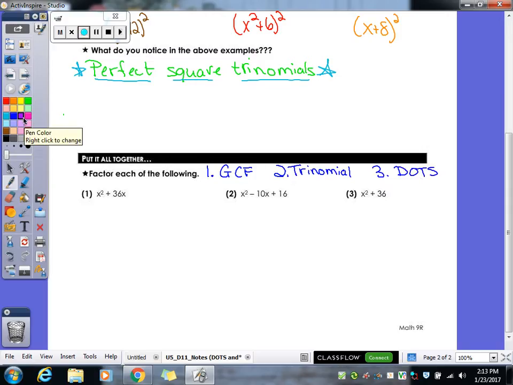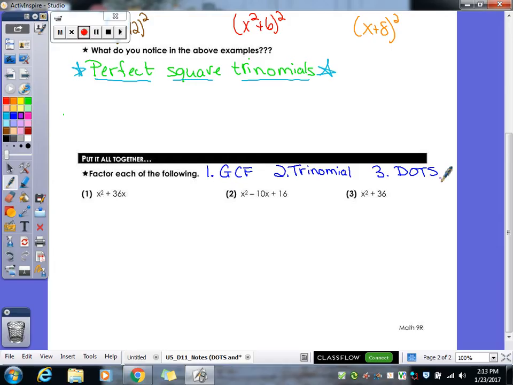If you're given a problem and you're told to factor, you should always look first to see, does it have a GCF? If it does, then you take care of it. Then you look to see, is it a trinomial? If it is, then you factor using the trinomial method. Then you look to see if it's a dots factoring. That's the order you should always look for it in. That's why we taught it to you in that order.